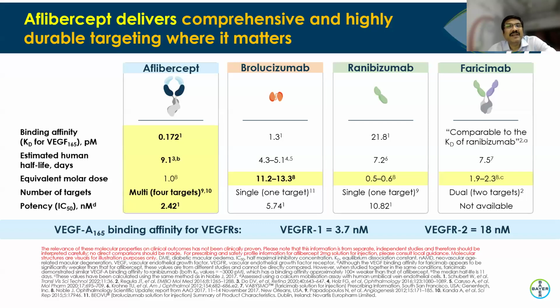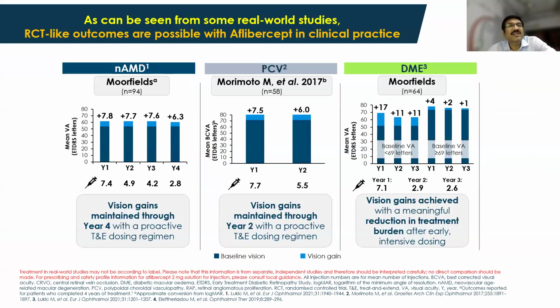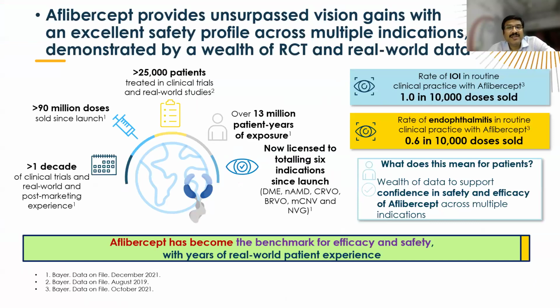Aflibercept delivers comprehensive and highly durable targeting where it matters, as can be seen from some real-world studies. RCT-like outcomes are possible with aflibercept in clinical practice, be it the MOFUL study for NAMD, the Morimoto study for PCV, or again the Moorfield study for DME. So we know that aflibercept has become the benchmark for efficacy and safety with years of experience in clinical practice.